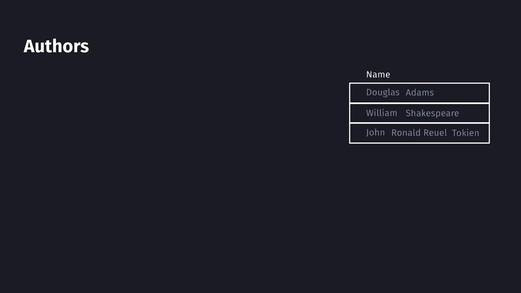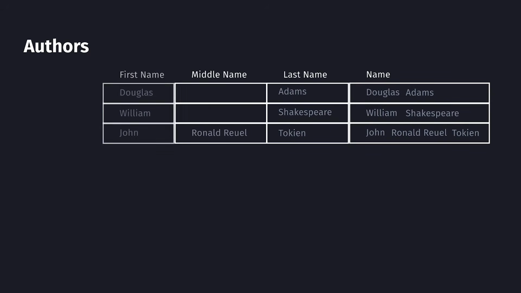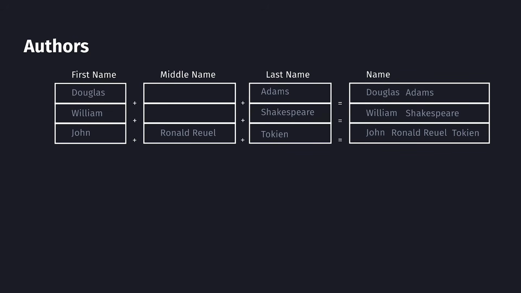Technically speaking, this isn't really a normalization problem. It's just bad practice to do that because splitting the data afterwards is a pain. So let's add the first name, middle name, and last name fields to the database. And now we do have a normalization problem. The name field is the result of concatenating the other name fields together. So data is duplicated between columns this time. And that will also create bugs.